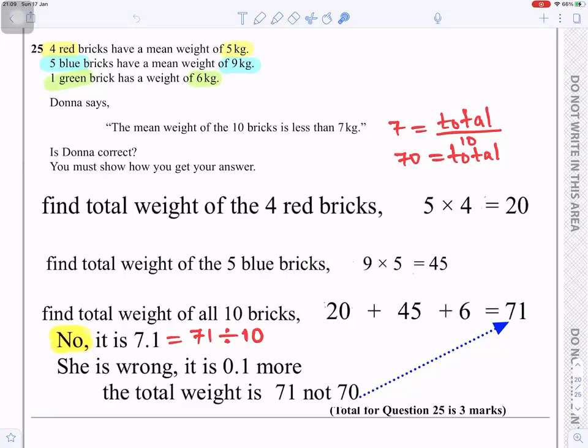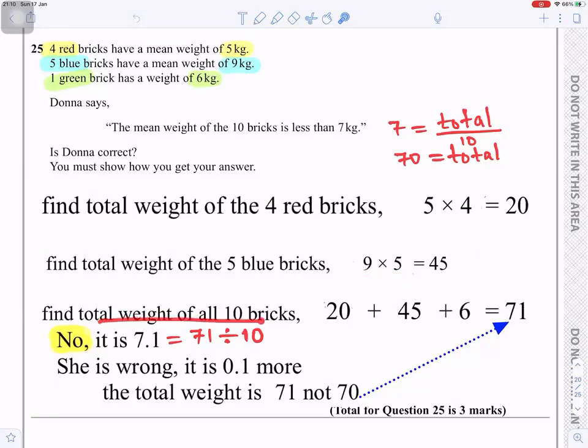First of all, we want to find the total weight of the 4 red bricks. The total weight of the 4 red bricks will be 5 times 4, which gives you 20, because the mean is 5 and there are 4. So total divided by 4 equals 5, and 5 times 4 is 20. The total weight of the 5 blue bricks is 9 times 5, which is 45.